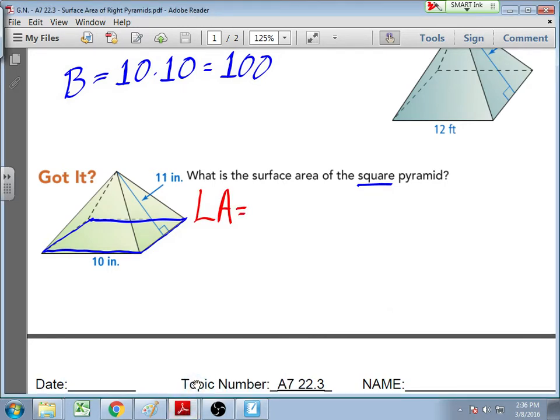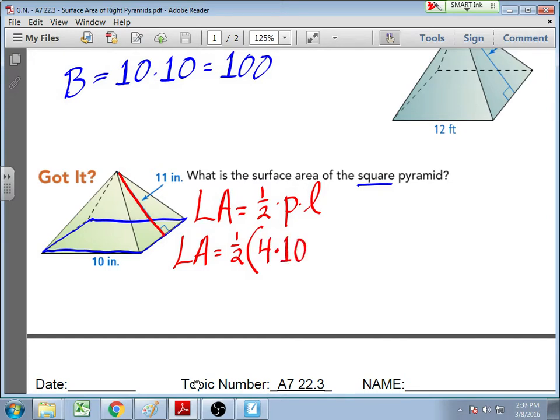it is actually going to be 1/2 of the perimeter times the slant height. Remember, it's 1/2 because we have triangles now, and we're using the slant height because we need the height of the triangles, not the height of the pyramid. So to find that lateral area, I'm going to set up 1/2 of my perimeter. I have 4 sides that are all length 10 on the bottom there, and then my slant height is 11.